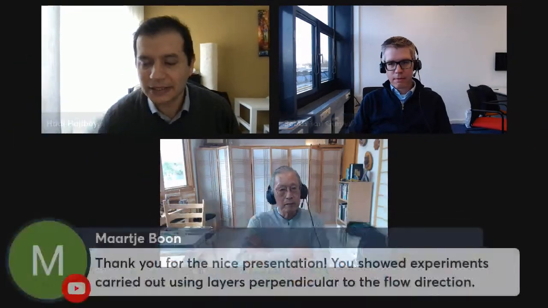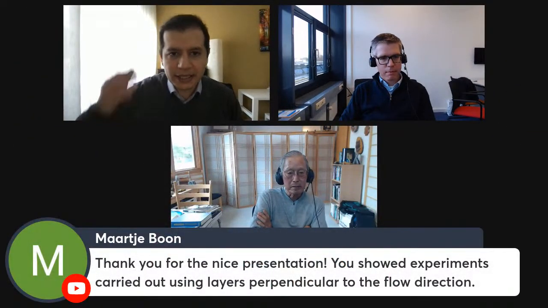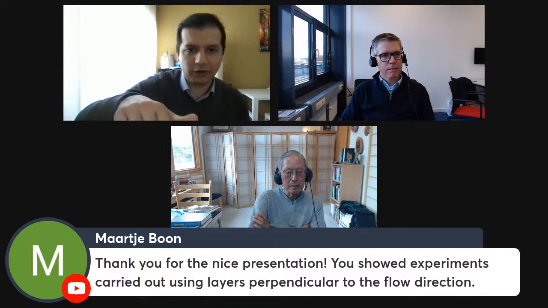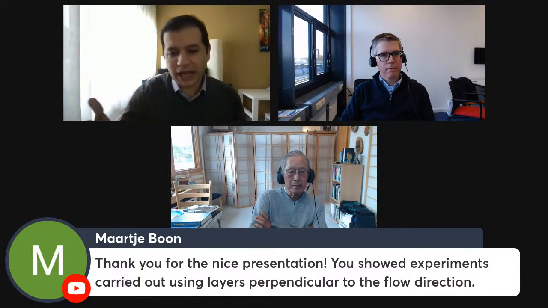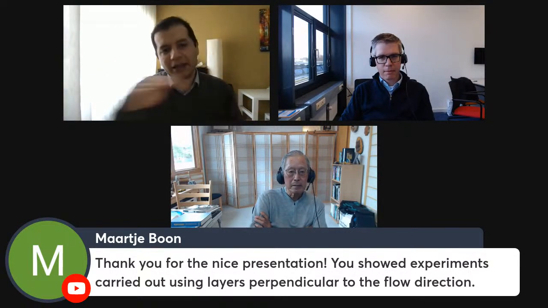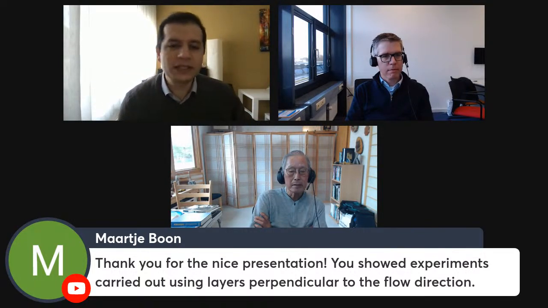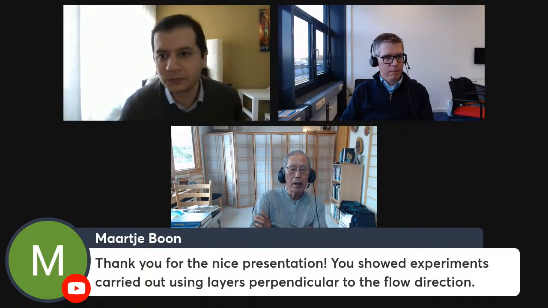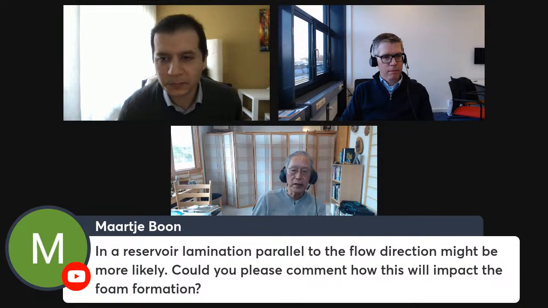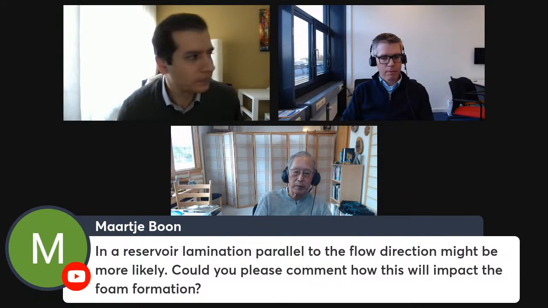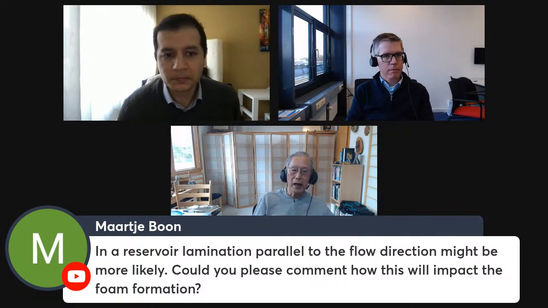Martia Bone is asking, you showed an example in which you had layered heterogeneity perpendicular to the flow. We would perhaps also guess that in geology we may have parallel layer-cake type of heterogeneities. In what sense would that be different than the parallel towards the normal flow? Yes. Well, first of all, we need to talk about the difference between perpendicular and parallel. The perpendicular heterogeneities is important for foam generation.